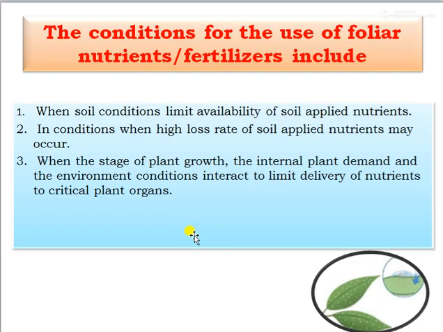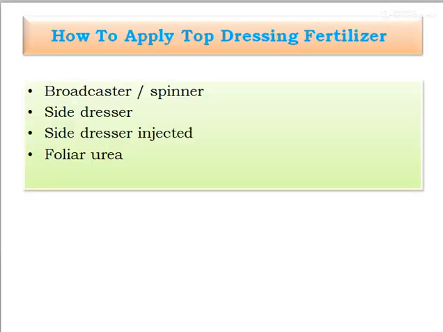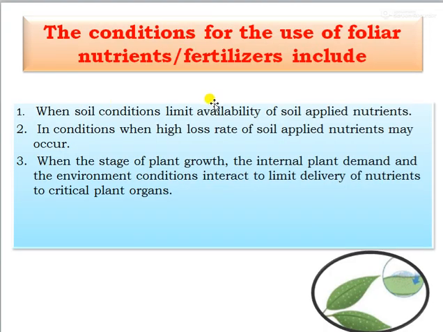Next one, the conditions for the use of foliar nutrient or fertilizer. There are three main conditions to use a nutrient as a foliar nutrient. The first of all is the top dressing part, and the second you can see here is the foliar spreading, or the foliar application of the nutrient, or foliar spraying of the nutrients.